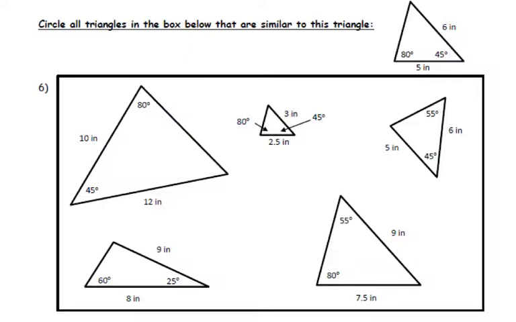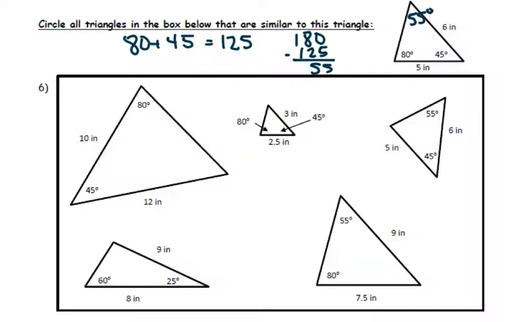So the first thing I'm going to do is find the missing angle right here. I'm going to use the fact that angles add to 180 inside of a triangle. So 80 plus 45 is 125. So we need to do 180 minus 125 to find that missing angle. Alright, so we get 55 for that. So this angle up here is 55 degrees.